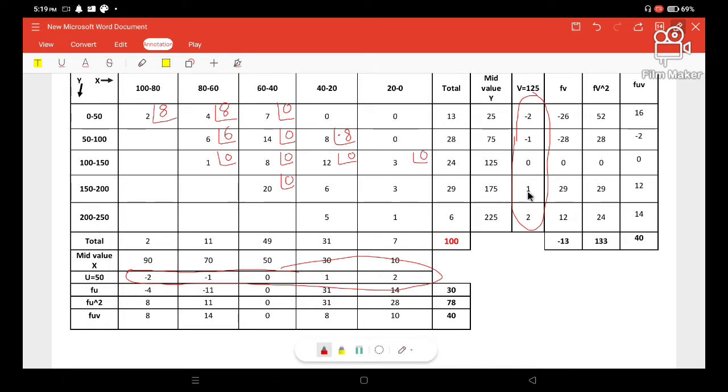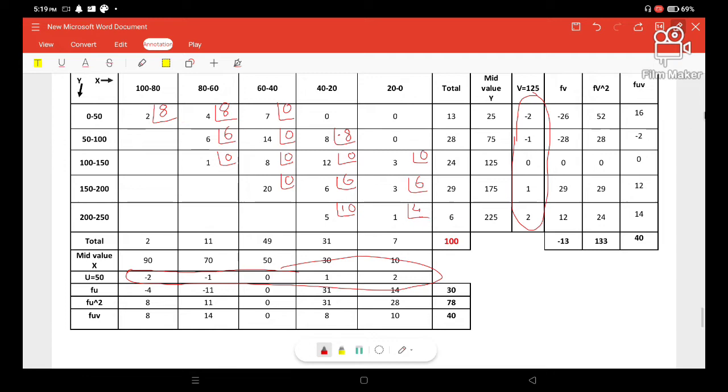Now 6 multiplied by 1 is 1, into 1 is again 6. 3 multiplied by 1 is 1, into 2 is 6. And the last frequency which multiplies 5 into 2, 10. 10 into 1 is again 10. 1 into 2, 2, and multiplied by 2, which is 4.